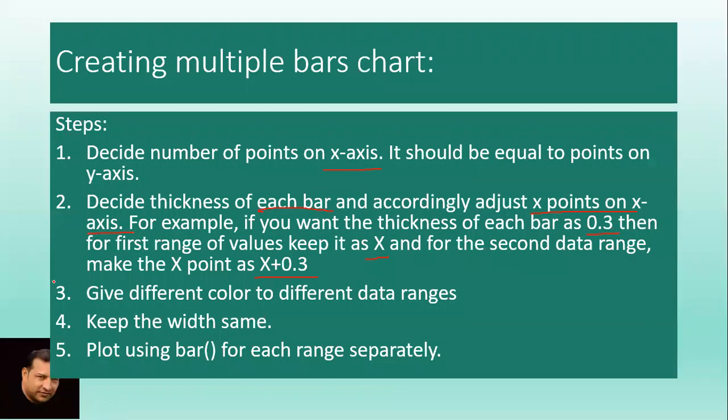Now let us come back. Hardly 2-3 minutes left. Give different colors to different data ranges. अगर आप डिफरेंट कलर नहीं देंगे तो मान लो रेड दे दिया तो तीनों रेड हो जाएंगे, आपको समझ में नहीं आएगा कहां से कहां तक पहली वैल्यू थी फिर दूसरी वैल्यू थी. That is why you must give different colors. Keep the width same. Plot using bar for each range separate.